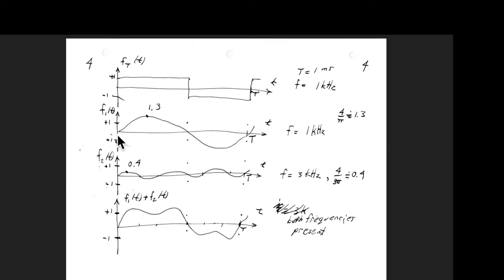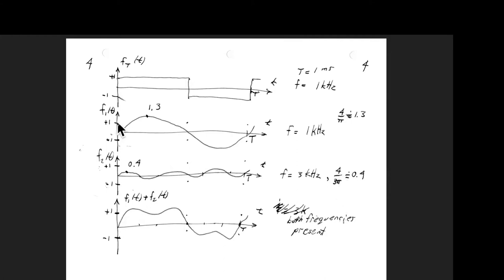If you were to add up f1 and f2 like this, then you get a sine wave like this. It should be symmetric, it's just my drawing is a little sloppy. But when you add up f1 and f2, you get this waveform shown here. Both frequencies are present here. This 1.3 is really approximately 4 over pi, and this 0.4 is really approximately 4 over 3 pi.